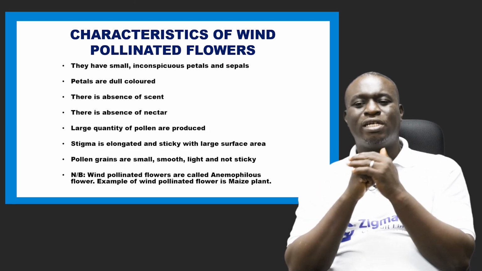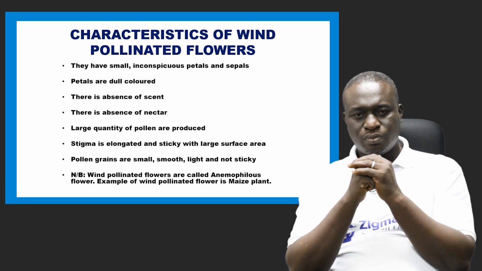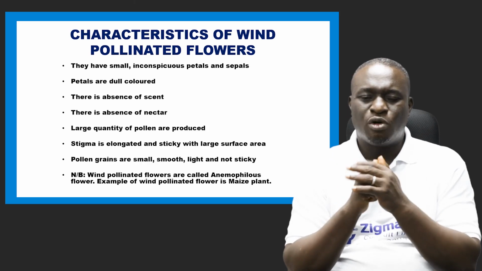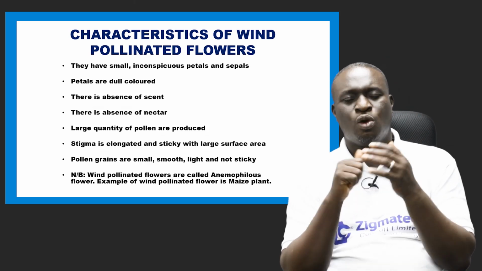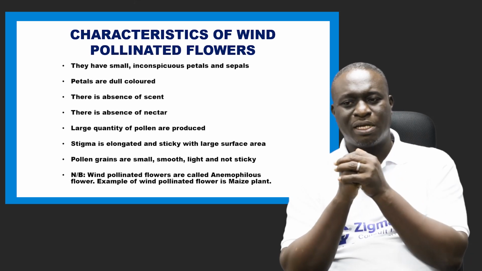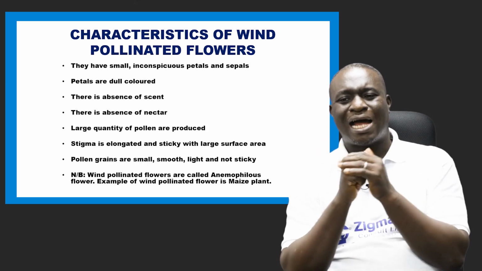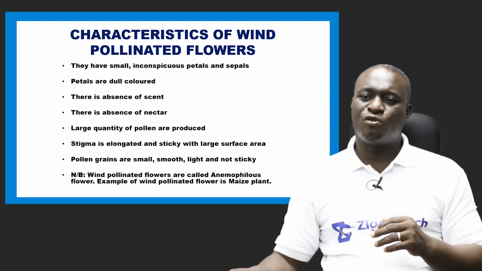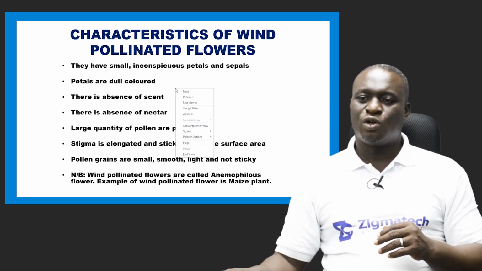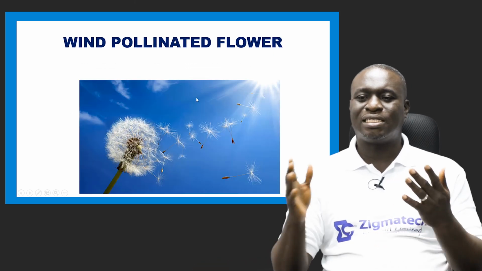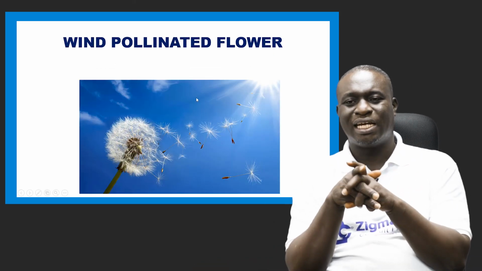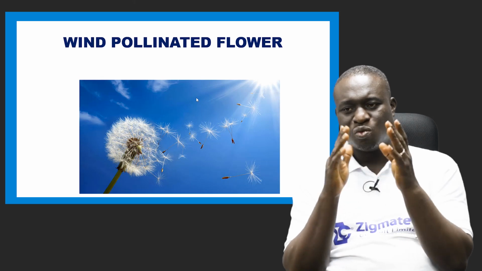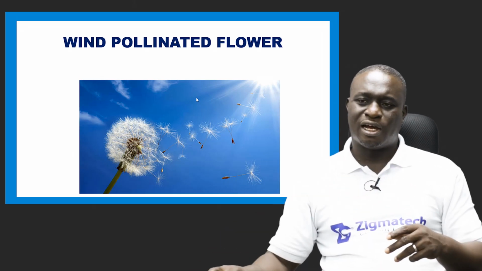Now, wind-pollinated flowers are called anemophilous flowers. One more time, they are referred to as anemophilous flowers. So if you check this structure here, this is a wind-pollinated flower. Tridax is a wind-pollinated flower.